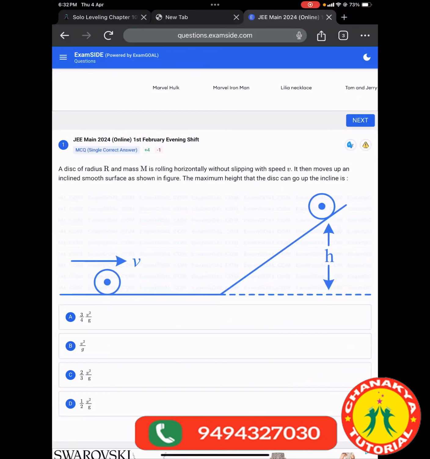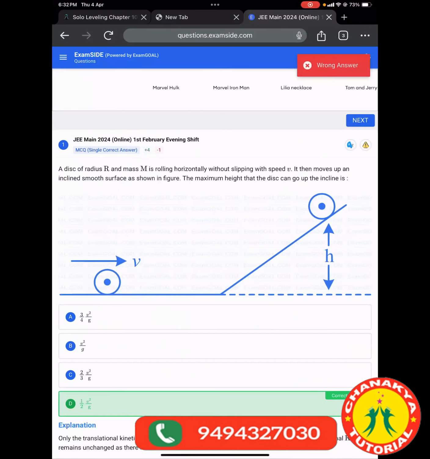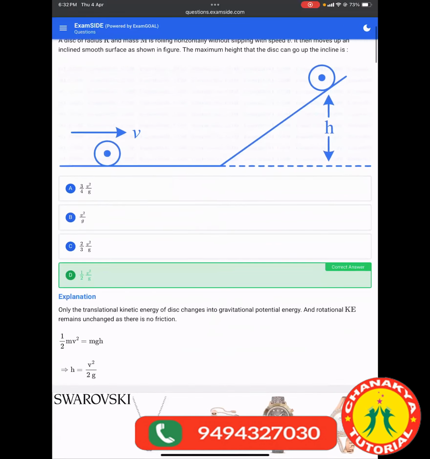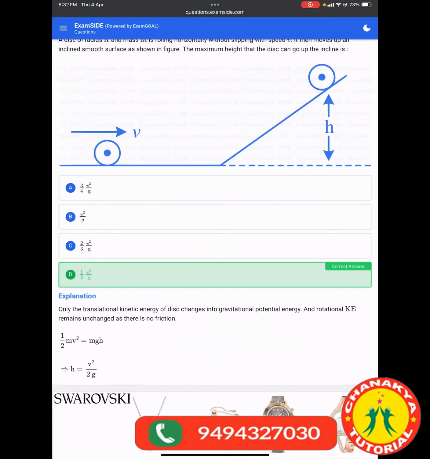So only the translational kinetic energy changes into gravitational potential energy, and rotational kinetic energy remains unchanged as there is no friction. So half mv square is equal to mgh, h is equal to v square by 2g. Why did he not consider rotational kinetic energy?